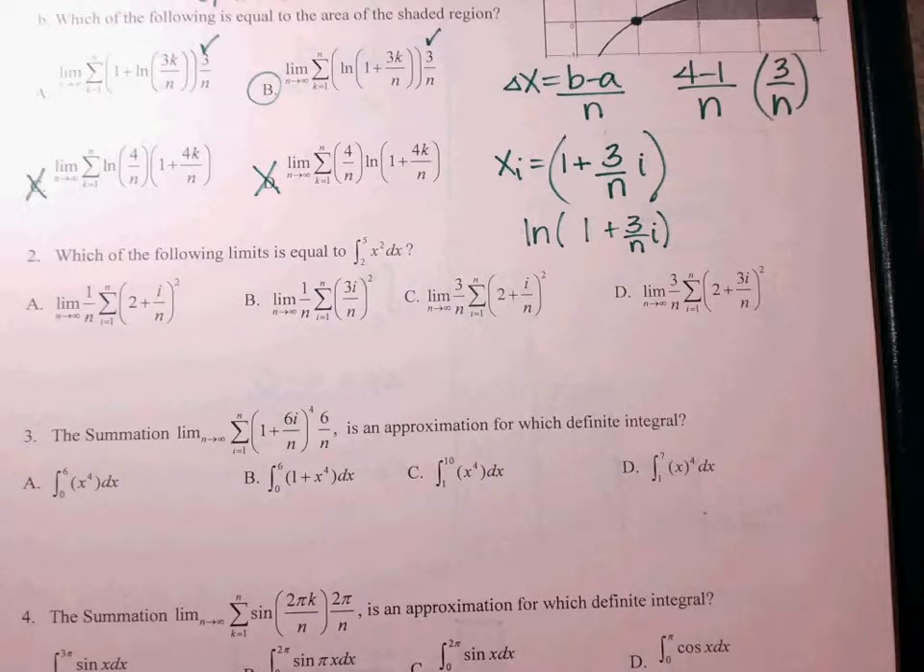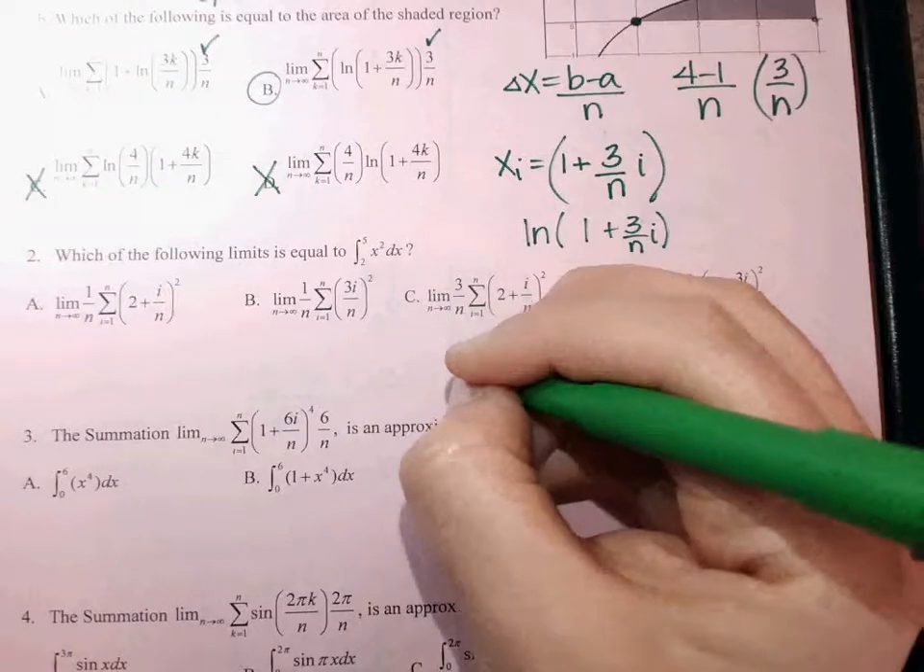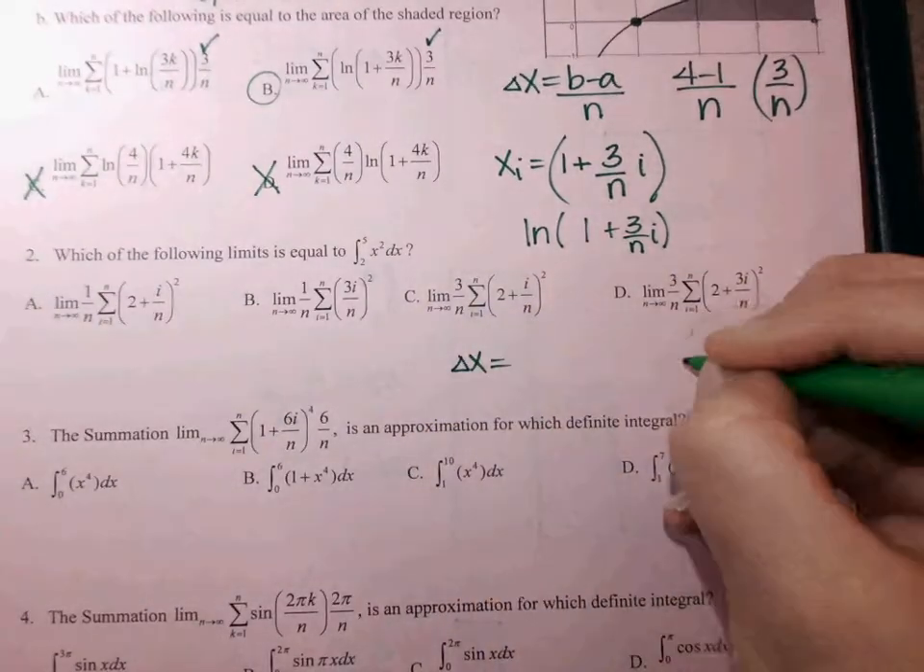Okay, so do the first 2 steps on this next one. Find me your delta x, and then find me your x sub i.